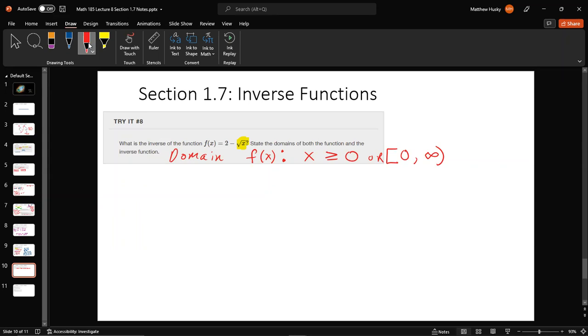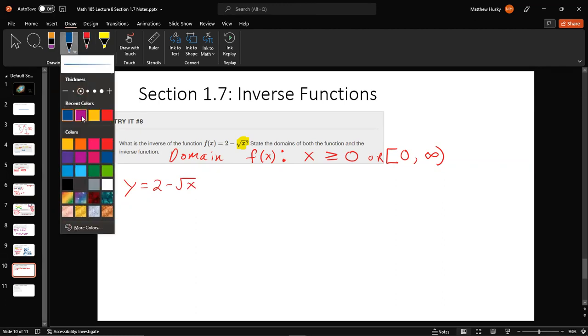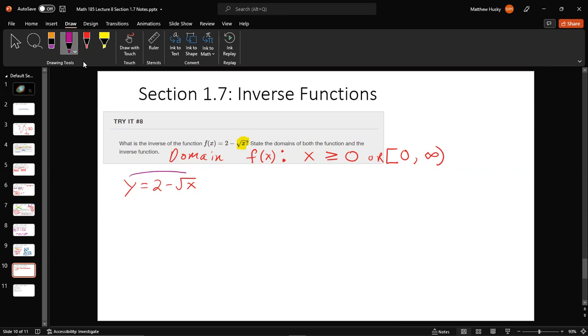So then, for f inverse, we're going to say, all right, y equals 2 minus root of x. To find the inverse, we will switch places of the x and the y, which means we're going to say x equals 2 minus square root y. We then need to solve this for y.